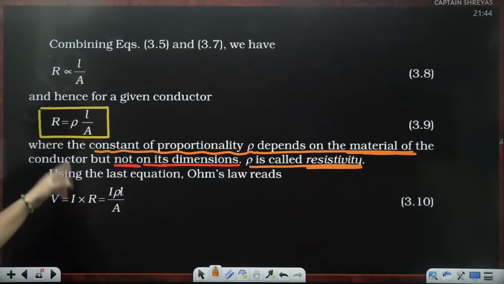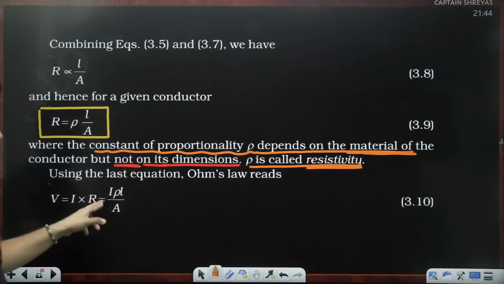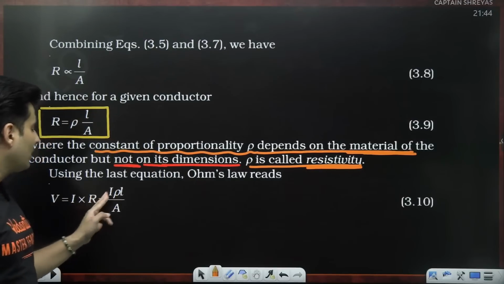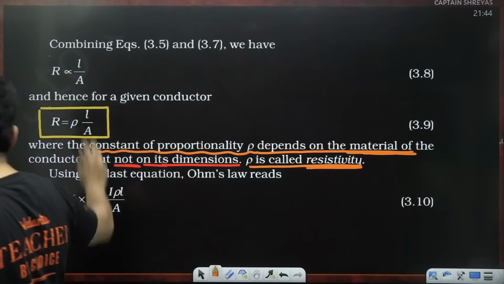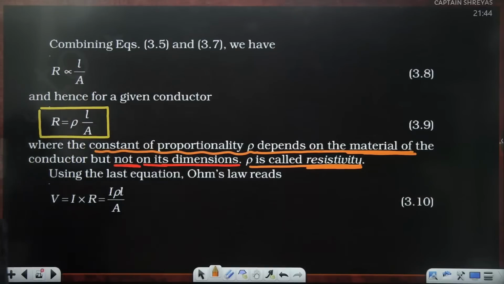So if you write Ohm's law, instead of V is equal to IR, you can write R as rho L by A. So it will become I rho L by A. That is what they have done. This is not so important. If you know this and Ohm's law, it's more than enough.